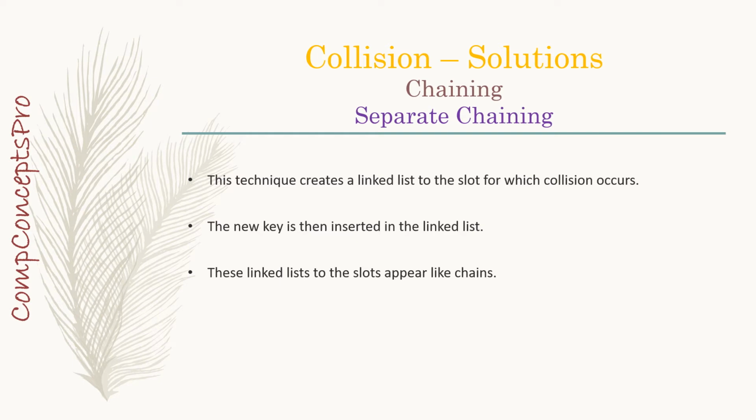Let's see the chaining technique first. Chaining again consists of separate chaining and coalesced chaining. In the separate chaining method, the hash table slots are connected to a linked list and keys are stored in the nodes of this linked list. Whenever there is a collision, the next key is stored into the next node of the linked list. The hash table slots in this method store the pointers to the linked list connected to them rather than storing the actual values.